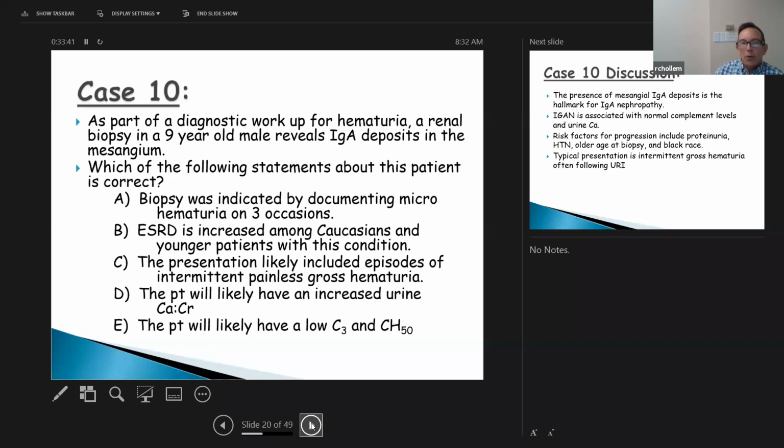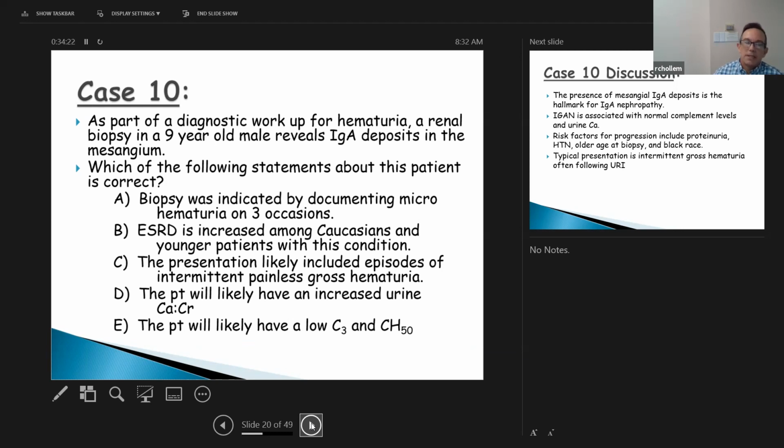All right, as part of a diagnostic workup for hematuria, a renal biopsy in a 9-year-old male reveals IgA deposits in the mesangium. Which of the following statements about this patient is correct? Biopsy was indicated by documenting microhematuria on 3 occasions. End-stage renal disease is increased among Caucasians and younger patients with this condition. The presentation likely included episodes of intermittent painless gross hematuria. Patient will likely have an increased urine calcium to creatinine ratio. And finally, the patient will likely have low complement, C3 and CH50.